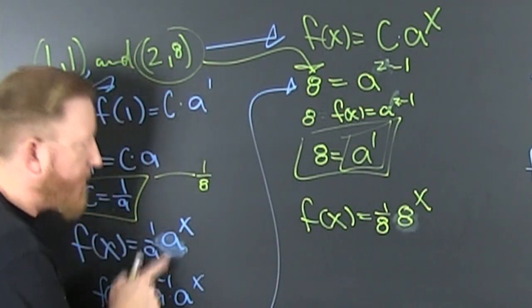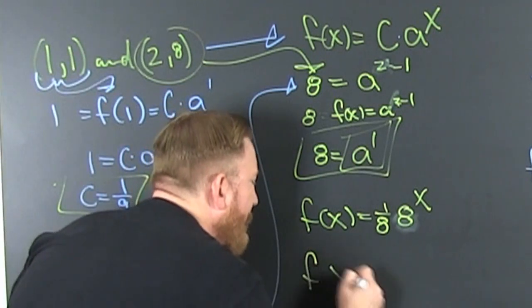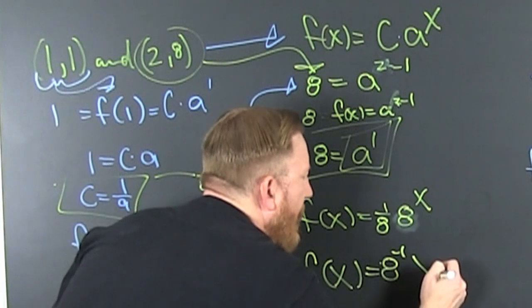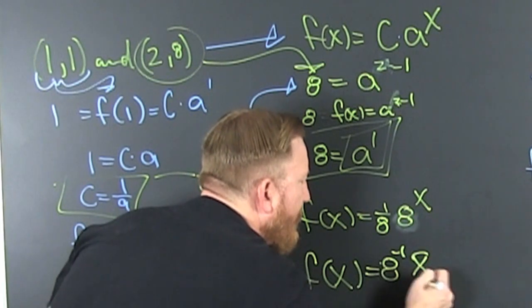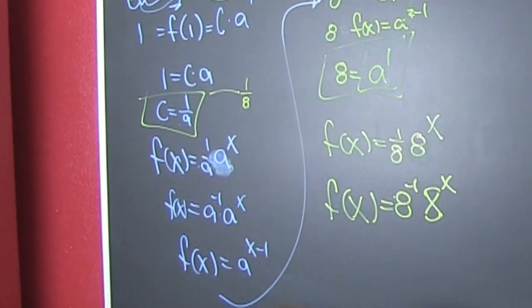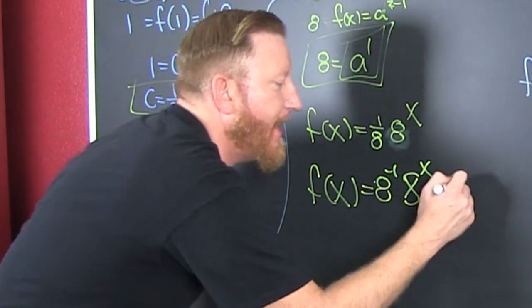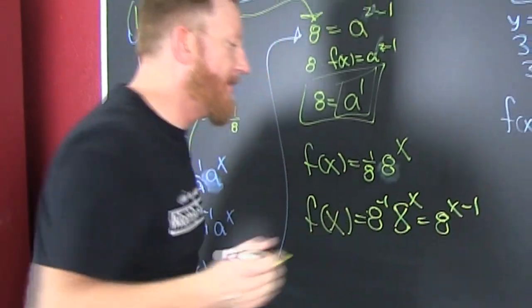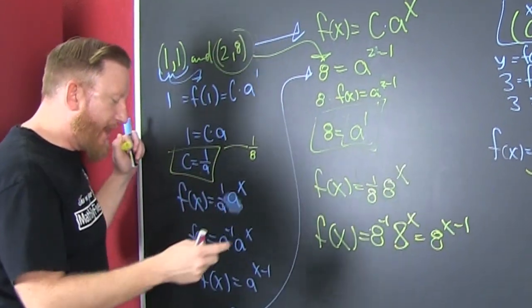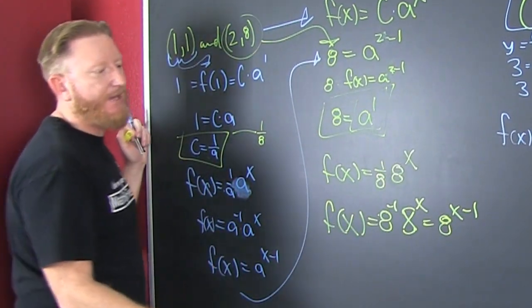I can put it in that form by transforming that f of x is 8 to the minus 1 times 8 to the x. Sorry, I just felt a cat. Hi, Penelope. And then that's 8 to the x minus 1. Because you've got the same base and you're multiplying, you add the exponents.